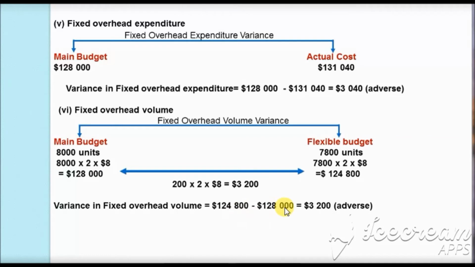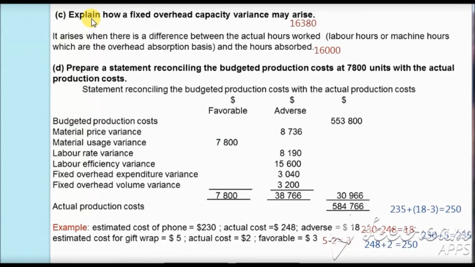So once we do that, we will get the value as $3,200, which is an adverse variance. Next, we have to explain how a fixed overhead capacity variance may arise. Fixed overhead capacity variance is a subvariance of fixed overhead volume variance. It arises because of the difference between the actual hours worked, which may be the labor hours or the machine hours on the basis of which the overhead absorption rate was calculated, and the hours absorbed.